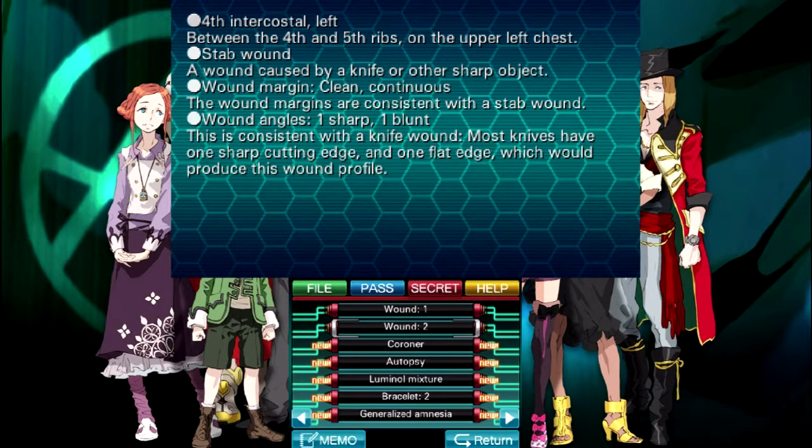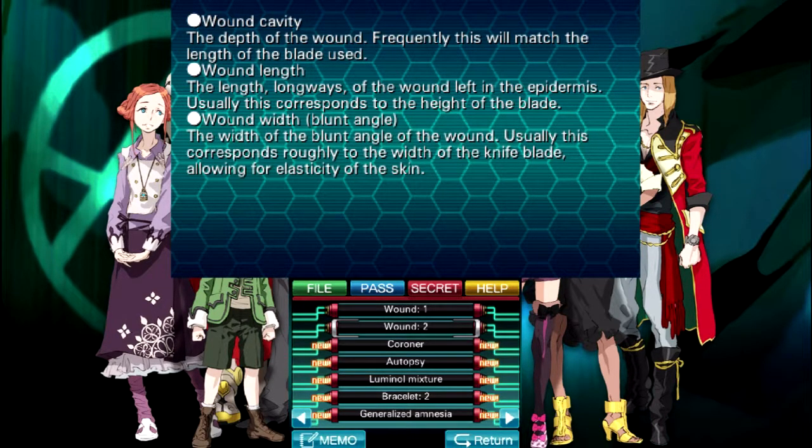Wound 2. Wound cavity: the depth of the wound. Frequently this will match the length of the blade used. Wound length: the length, long ways, of the wound left in the epidermis. This usually corresponds with the height of the blade. Wound width, blunt angle: the width of the blunt angle of the wound. Usually this corresponds roughly with the width of the knife blade, allowing for elasticity of the skin.